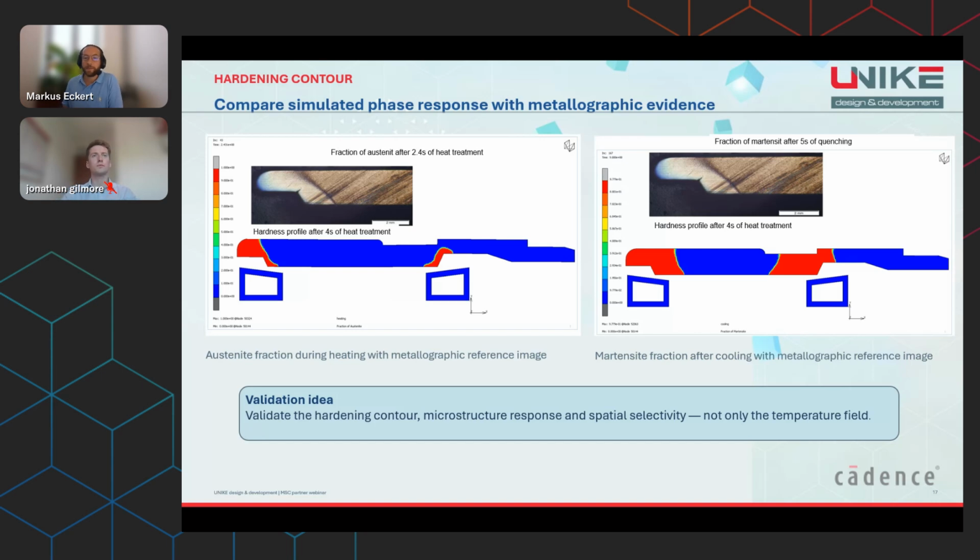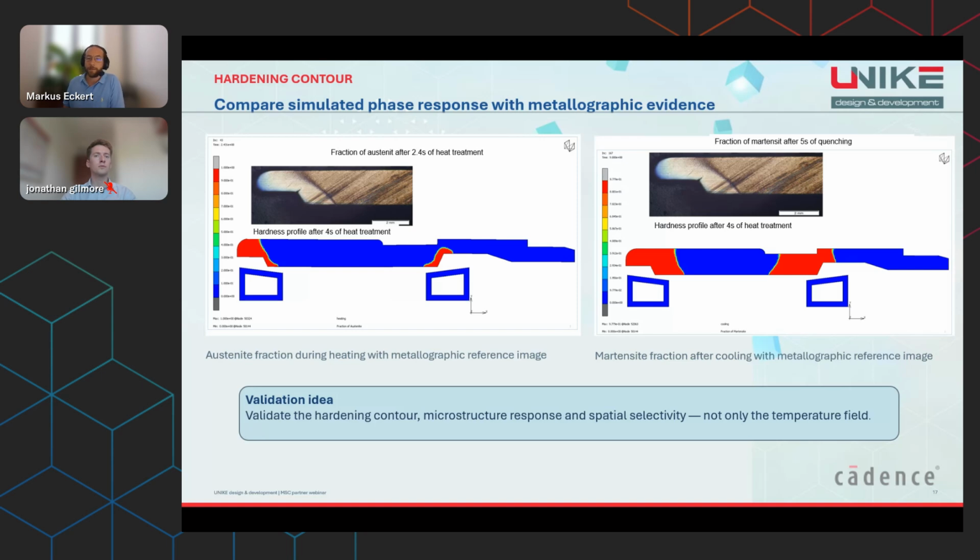Here, we built a bridge from simulation to evidence. The slide compares simulated phase responses to metallographic reference information. The decisive question is whether the calculated transformation occurs spatially, where the real part shows the hardening zone or microstructural change. This is especially important for the credibility of the simulation.